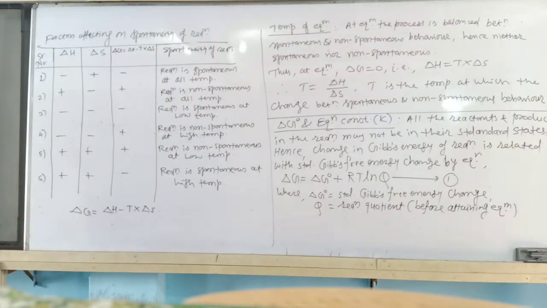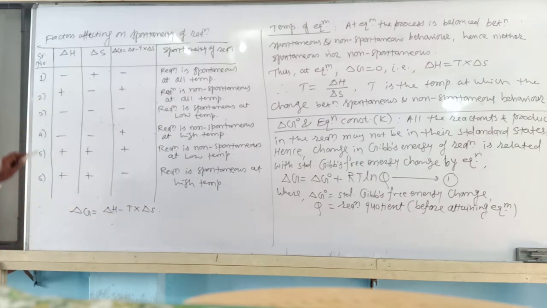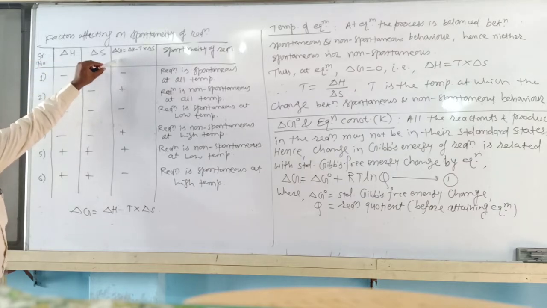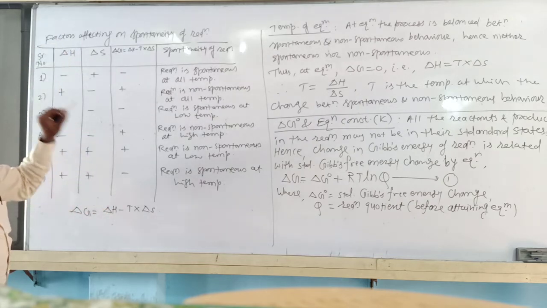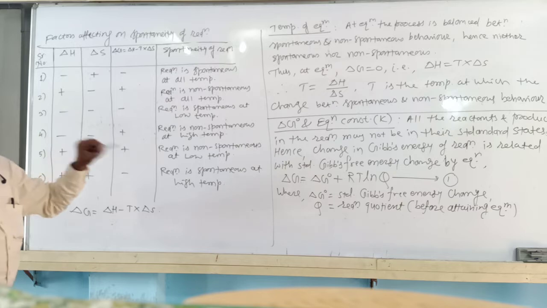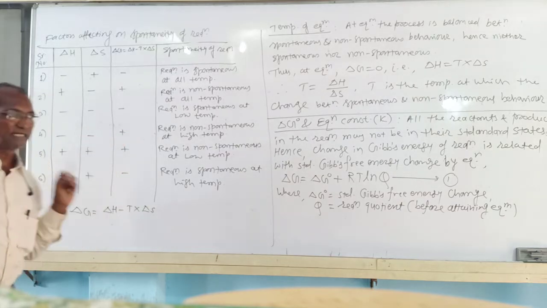Here, the factors are ΔH, ΔS and temperature, and temperature is the key factor. Here, in different columns, the values of ΔH, ΔS and ΔG are given. From the values of ΔH, ΔS and temperature, we can decide whether the reaction is spontaneous or non-spontaneous.